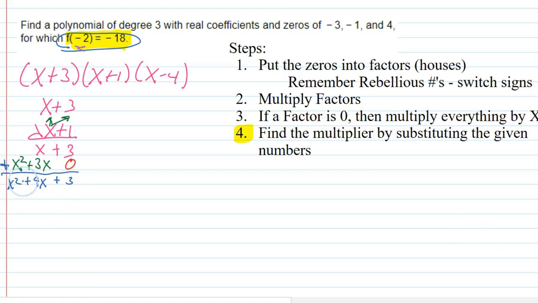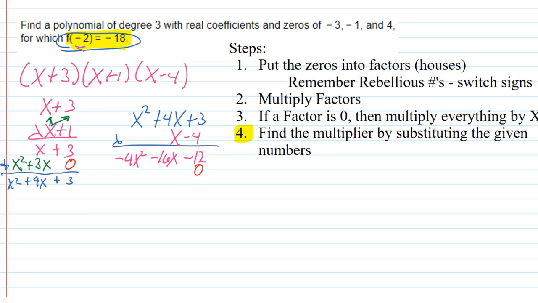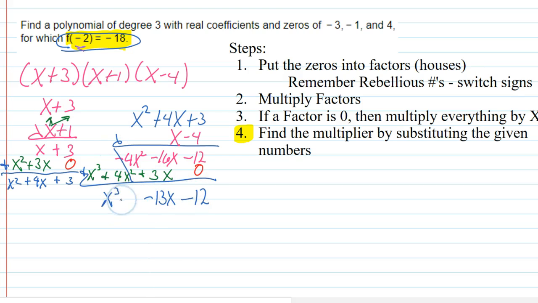Now I take this solution and I rewrite it to multiply times the other factor, x minus 4. And then I multiply the negative 4 times the entire top. Again, don't forget that placeholder. And now the x multiplies times the entire top. As always, our last step is to combine like terms. The x squared is canceled out, giving us x cubed minus 13x minus 12. Well, that is the polynomial in simplest form.